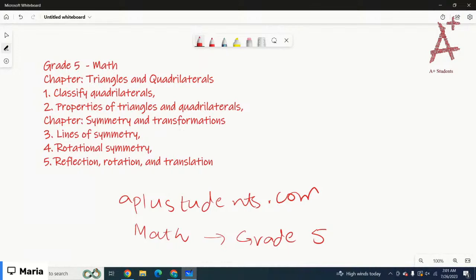The lessons we're going to cover today are classify quadrilaterals, properties of triangles and quadrilaterals. Then we're going to start the new chapter, that is symmetry and transformations. And the lessons are lines of symmetry, rotational symmetry, reflection, rotation, and translation. So let's just start with the first lesson.